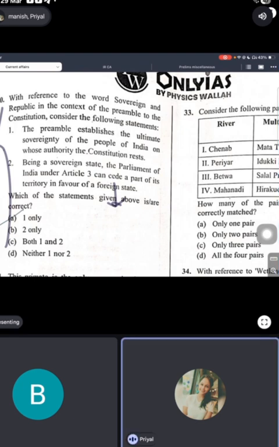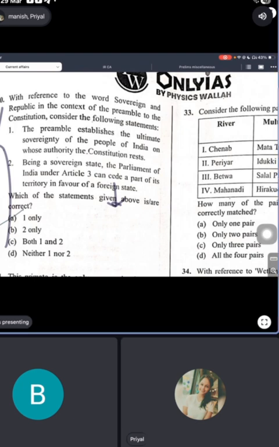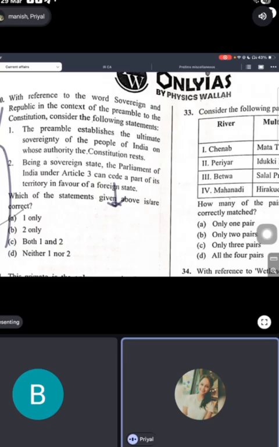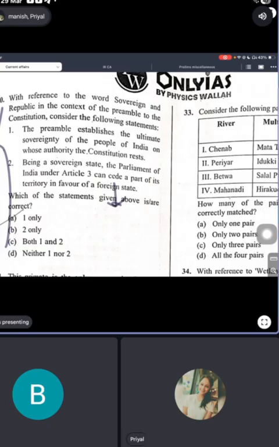No, Manish, this second is wrong, because yesterday we discussed it. The Indian government can take territory from another country, but cannot give it to another country without a constitutional amendment. The question says by Article 3 only. Article 3 only can take; to give, you require a constitutional amendment. So this is wrong, this is right. And I told you, out of the two, one is wrong, so one has to be right.